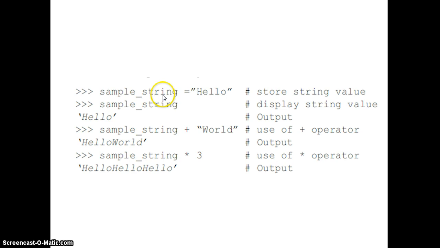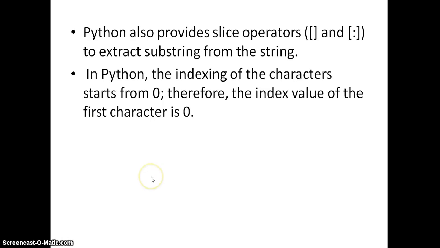Say for example, sample string equal to hello, and sample string plus world. Now I am concatenating the sample string with world, so it is displayed as hello world. This operator is called the concatenation operator. Next, the repetition operator. If I give sample string times 3, then hello is displayed 3 times. This operator is called the repetition operator. And another one is the slicing operator.